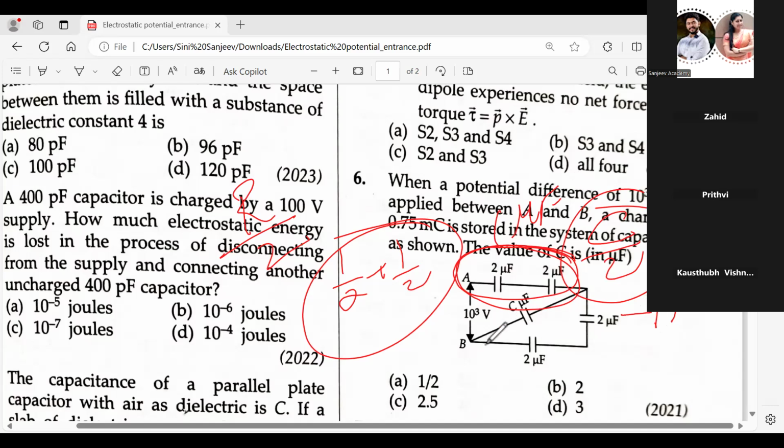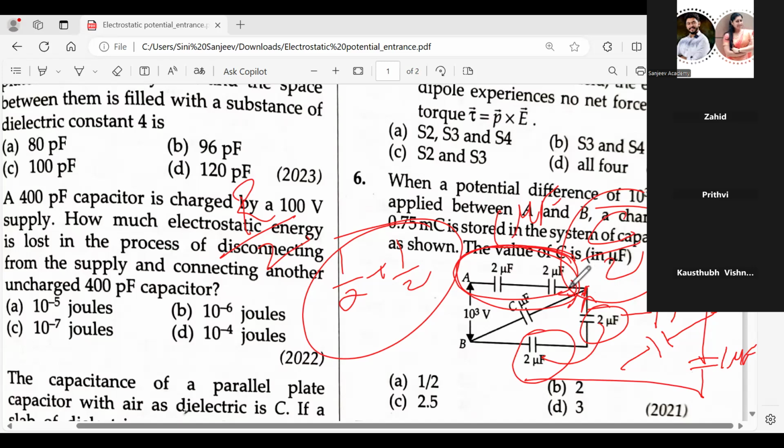Then just drawing the same thing here. This is my 2 microfarad, and this is again my 2 microfarad. This is also in series, so this again will become 1 microfarad. Then I told you about the junction. In current electricity, at a junction, if the current can enter or leave in more than 3 ways, then again it is in parallel.